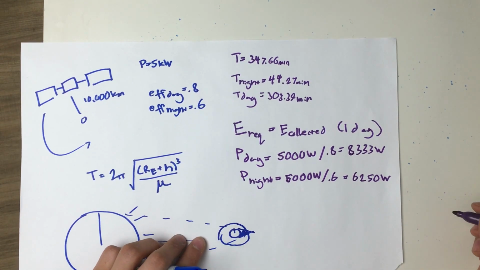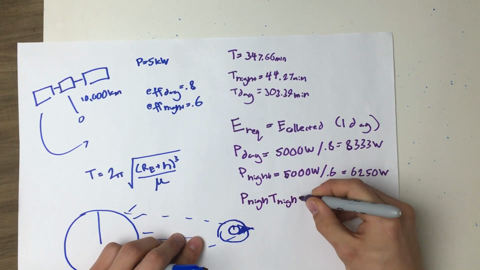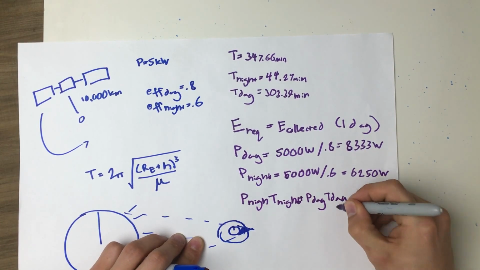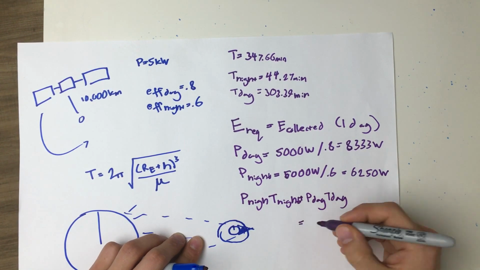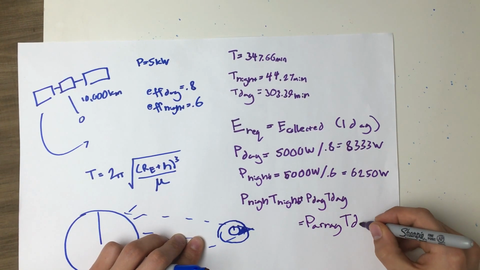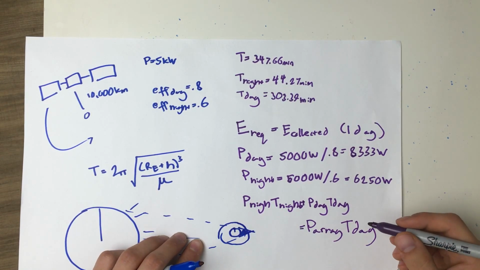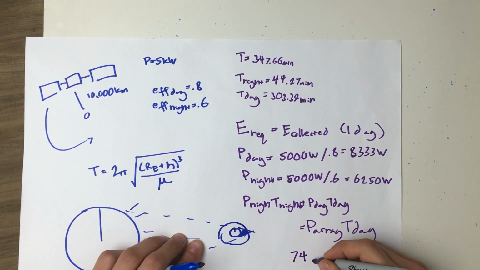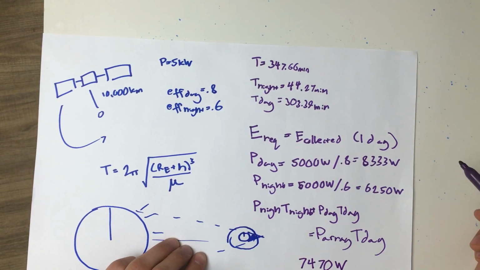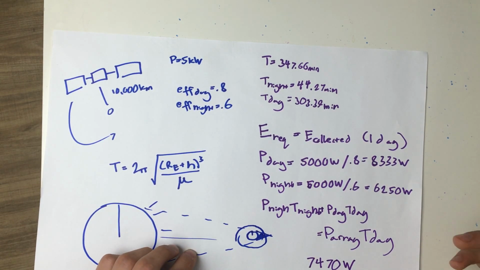And if we say, all right, well, P night, T night, the energy at night, plus P day, T day, this is the energy required, is going to equal the P collected, so the P array, times the time at day. So we have all of these values. Now we just need to solve for the power of the array, and that comes out nicely to be about 7.5 kilowatts. So that's how much power the solar panels need. We can use that, maybe get some sizes for them. We have a nice, well-sized spy satellite solar panel.